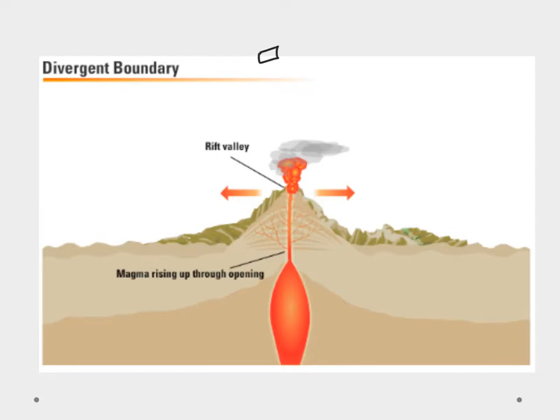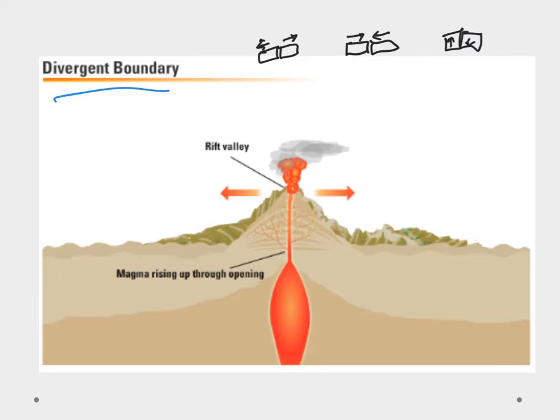We can have two plates that are moving apart from each other, and this is what we call a divergent boundary, and we'll see that one in this slide. We can have plates that are coming together, going into each other, and we call those convergent boundaries, and we'll cover those next. And then we can have plates that aren't moving towards or away from each other, they're moving side to side. Those are what we call transform boundaries, and we'll talk about those last. So let's start with our divergent boundary.